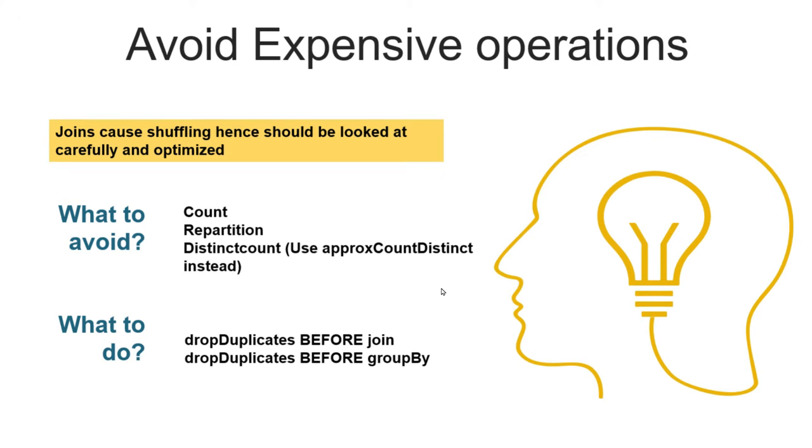Okay, what else can we do? There is a method called drop duplicates. We can do drop duplicates before a join, and before a group by, because that will help. If we drop the duplicates before doing a join or before doing a group by, because these are expensive operations, then if there are duplicates and we drop them, it will help us reduce the data that is getting transferred.